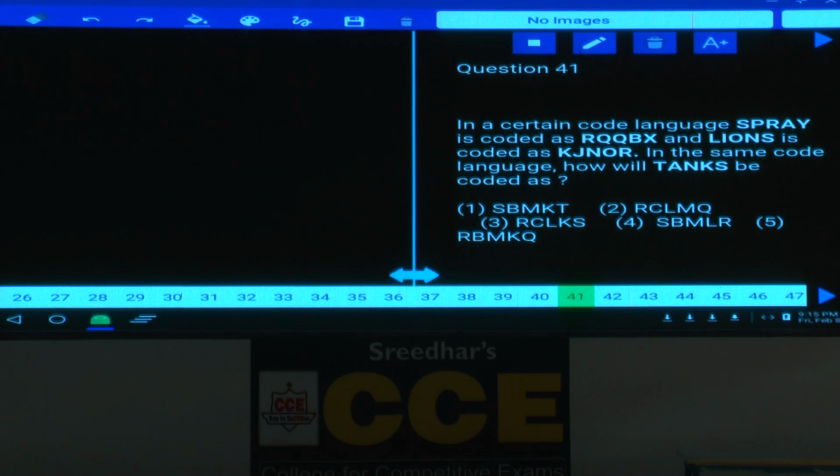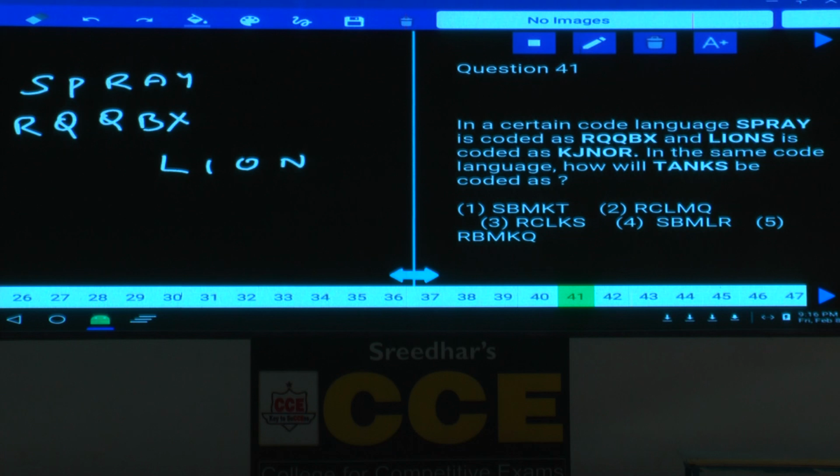Then question number 41. In a certain code language, the word spray is coded as RQQBX. Spray is RQQBX. And lions is coded as KJNOR. Then in the same way, how is the word tanks coded? Now let us find out the relation between these two.